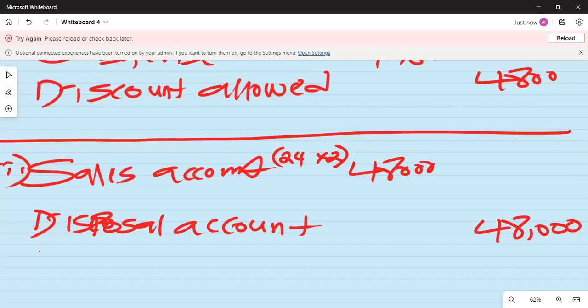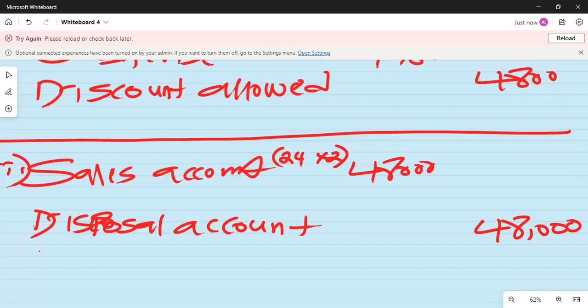So this particular transaction is not supposed to be part of your sales, but it's taken to sales. That is why we are removing it. Sales account is an income account. So the 48,000 naira is already placed on its credit side. So you need to remove it now. If you want to reduce an income account, what will you do? You debit. That's why we are debiting the sales account, and we are taking it to the disposal account.